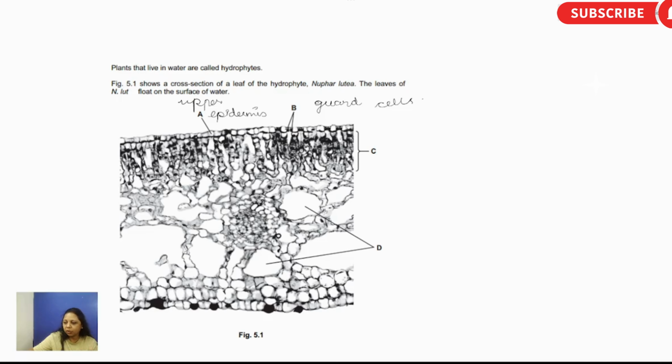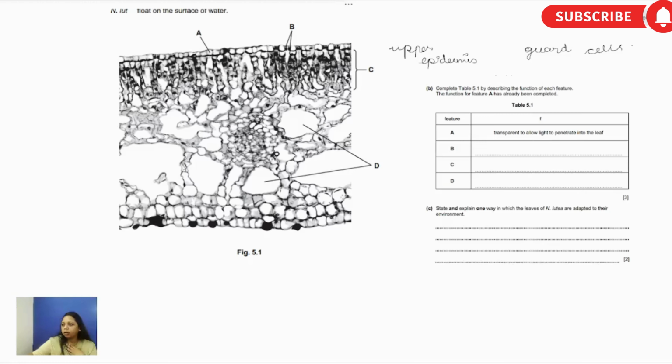I thought guard cells were only at the bottom. It's a point that guard cells are present in the upper surface of hydrophytes. It's an adaptation of hydrophytes because they need to get rid of water. Their lower surface is in the water, so the guard cells are present on the upper surface so that stomata could work in the correct way. What is the function of A, B, C, and D?